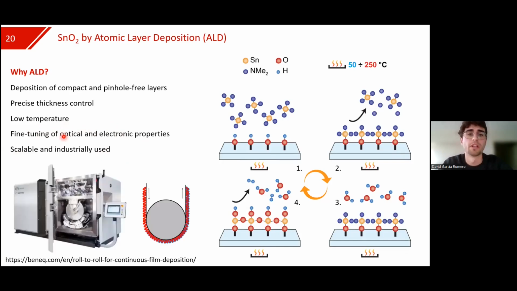And for this point, I wanted just to give this little example that I found around, that there are companies already selling ALD machines that can be combined with roll-to-roll processing.